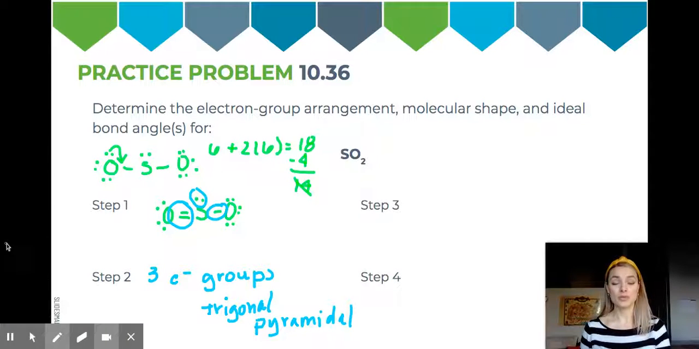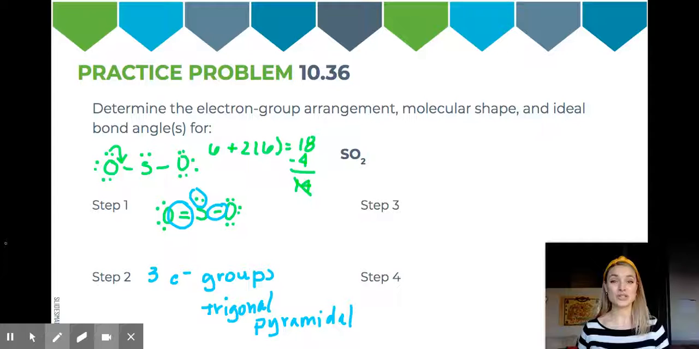So for step 2, you should have trigonal planar. Again, we have 3 electron groups. We have 1 lone pair, 1 single bond, and 1 double bond. Remember, those multiple bonds count as 1 electron group. So because we have 3 electron groups around our central atom, we have a trigonal planar electron group arrangement.